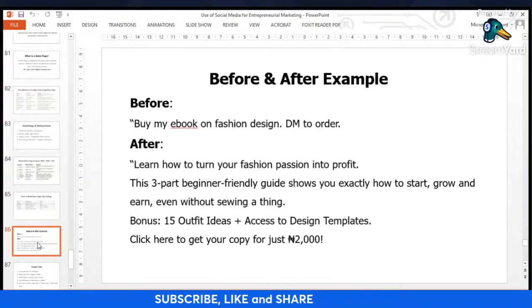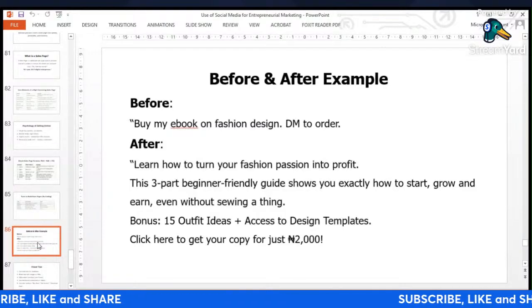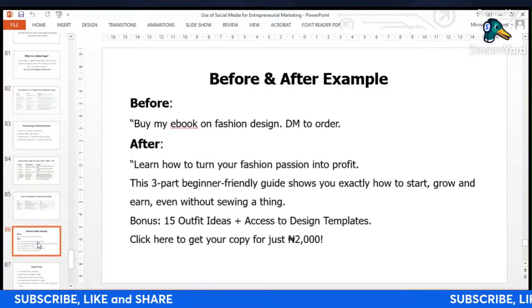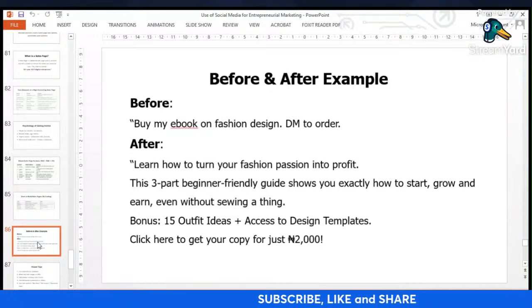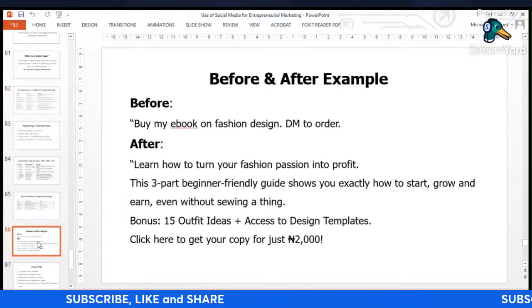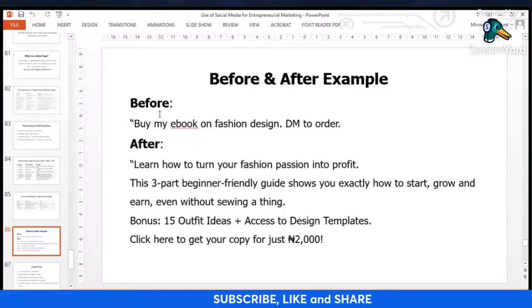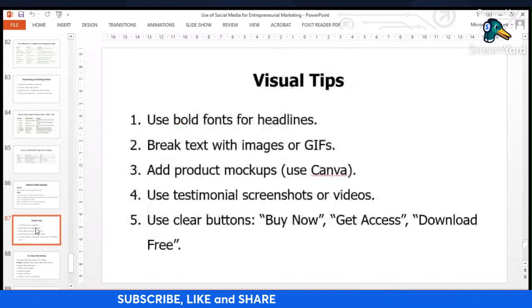So we have the before and after example. Imagine someone just posted, buy my ebook on fashion, DM to order. You see people who do this a lot. Then when you create a sales page, you now say, learn how to turn your passion into profit. Passionate, okay, it's true. And then you now say, this 30-part beginner-friendly guide shows you exactly how to start, grow, and earn, even when sewing. You include bonuses, 15 outfit ideas, access to design templates, and then you tell them to click here. The after seems to be better than the before.